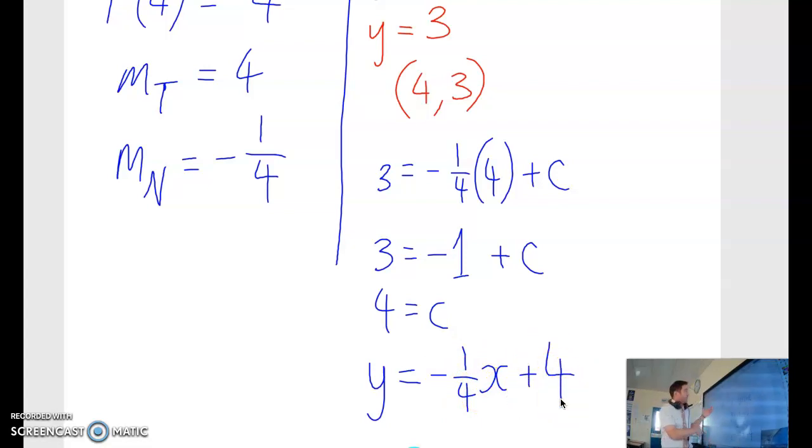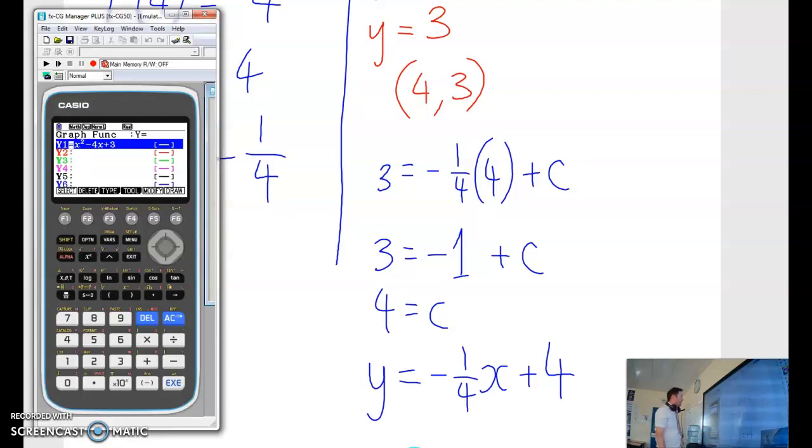Now, it's quite a lot of work to find the equation of the normal there. Good news, people, we can also do it using the GDC. We do need to understand all of this stuff. It is very important. They can ask questions that will test a bit of your understanding, but if you've got the GDC, let's use it. So let's show how to do this on there.